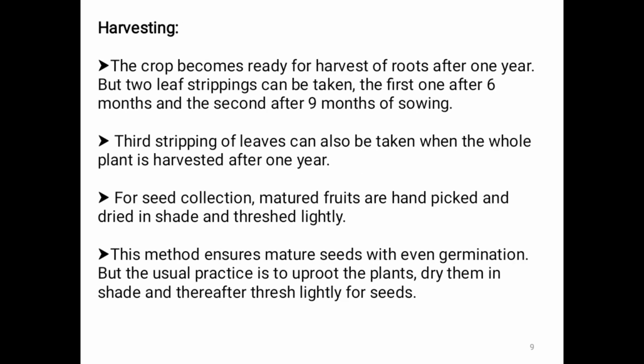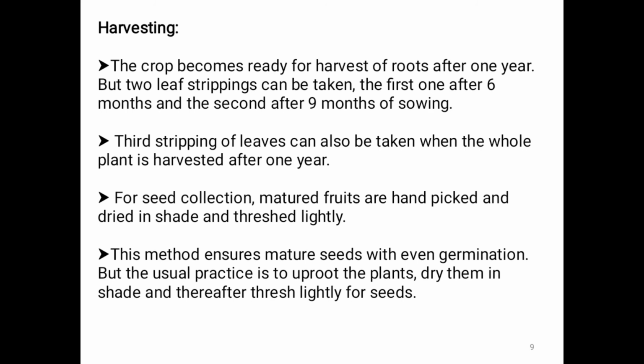Then next, harvesting. The crop becomes ready for harvest of roots after 1 year of planting. But two leaf strippings can be taken, the first after 6 months and the second after 9 months of sowing. A third stripping of leaves can also be taken when the whole plant is harvested after 1 year.